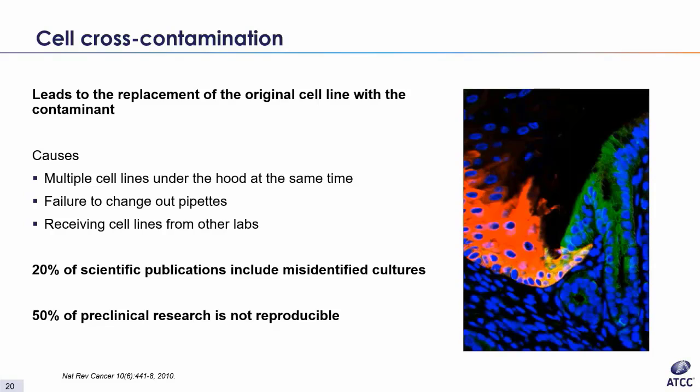More commonly, researchers receive cell lines from other labs or companies that were already cross-contaminated, so the importance of this cannot be understated. It has been estimated that 20% of scientific publications use misidentified cell cultures. This has also resulted in about 50% of preclinical research being non-reproducible.